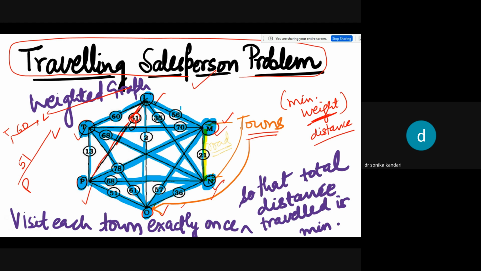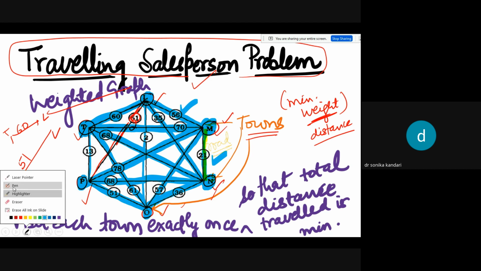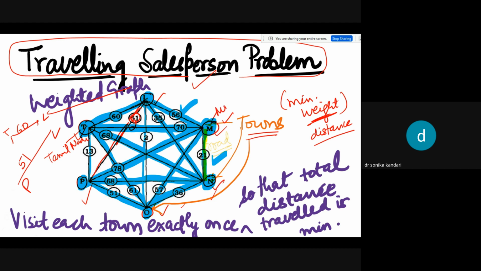Is it clear? And these are weights 56, 21, and these lines are representing roads. These are the roads which are connecting different cities. Is it clear? Suppose this T can be your Tamil Nadu. M can be your Mumbai. So what is the distance between Tamil Nadu and Mumbai? This is represented by 70. Is it clear? This is 70.